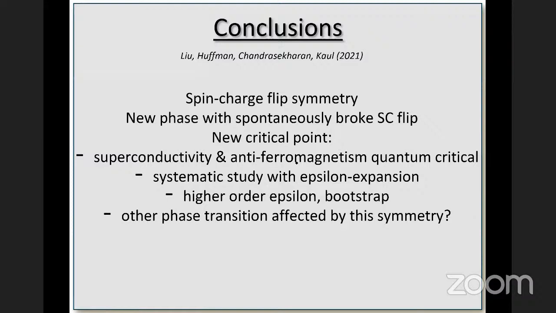Another question which we don't completely know the answer to is how does the spin charge flip symmetry affect other critical points? Okay, so this is one critical point, but now you can have like, I don't know, the deconfined critical point, various other things. And the question is whether the symmetry plays any role in those phase transitions. Okay, so that's what I have about this.